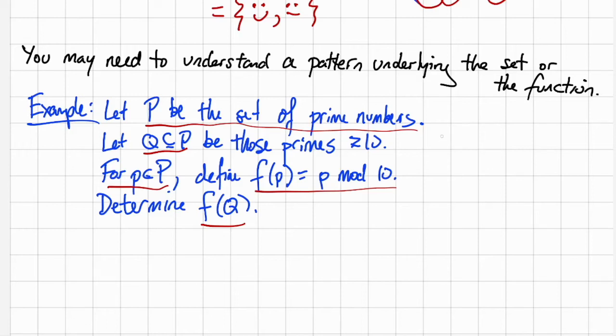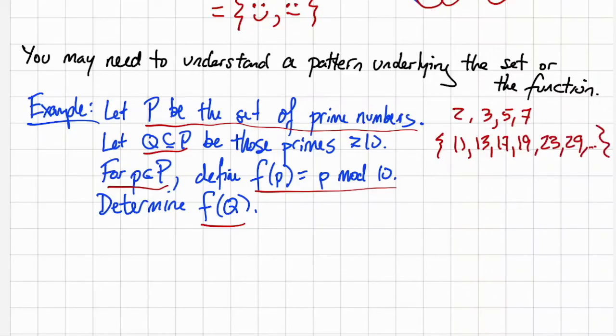First, understand what the set Q is. So the set P starts out 2, 3, 5, 7, but then Q is everything greater than or equal to 10. So 11, 13, 17, 19, 23, 29, etc. When we take these values mod 10, what we get is 1, 3, 7, 9, 3, 9. We seem to get odd numbers, except 5. Could that possibly be the answer?